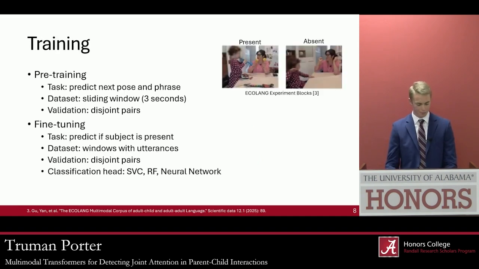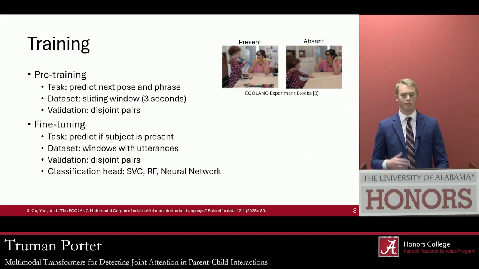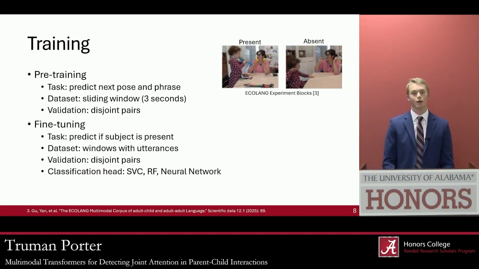In actual training, we start with that pre-training task, and we ask the model to predict, given the 3 previous seconds of communication, what the next pose and the next phrase that's said are. To validate that the model's actually learned something general, we test it on a distinct set of adults that wasn't seen in the training set.